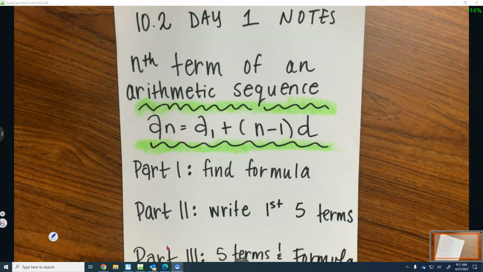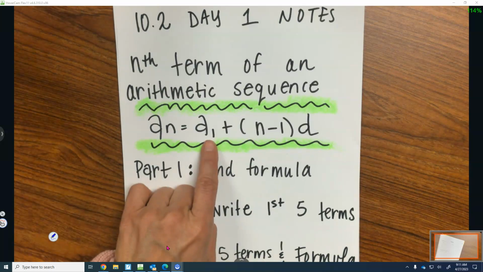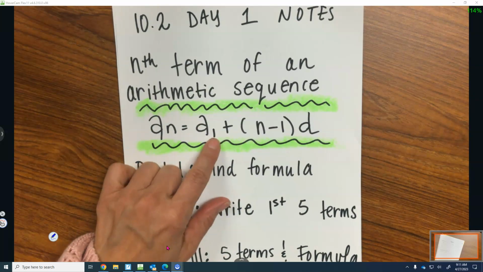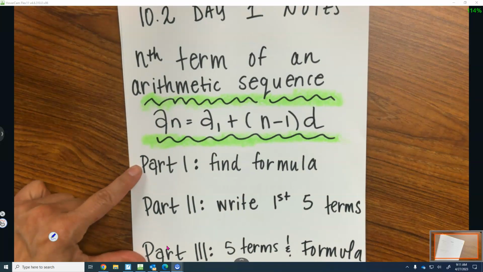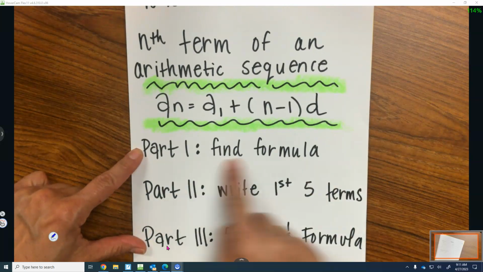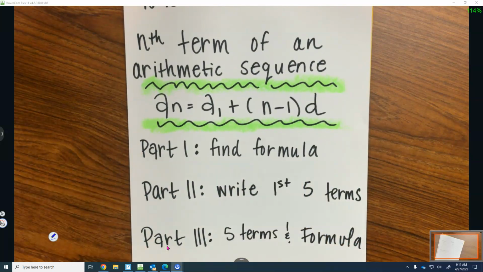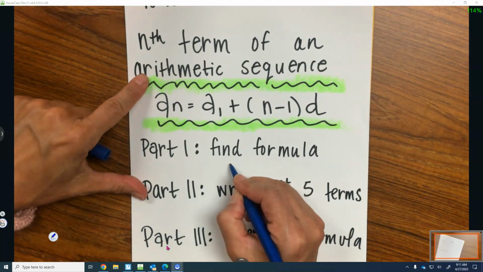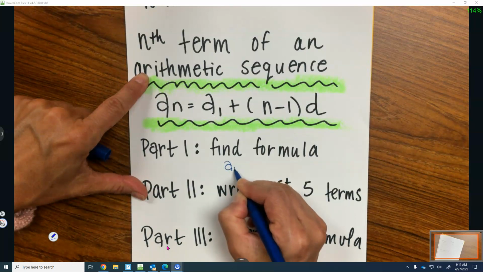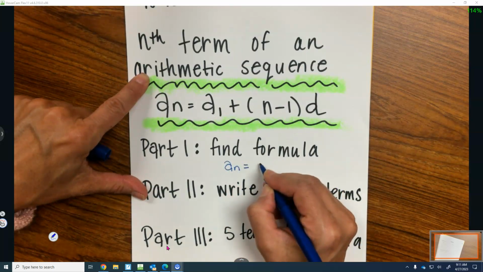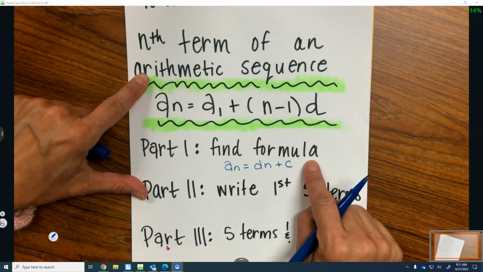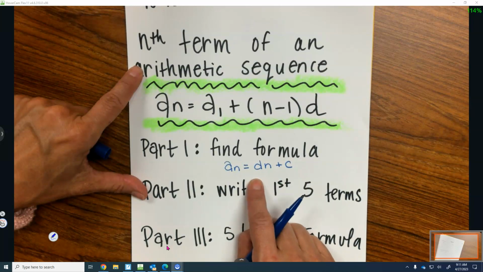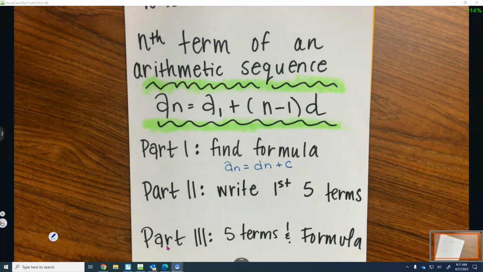Remember, a sub 1 is now. A sub n is now. A sub 1 is the very first term. And we're going to do 3 parts, but they're all basically back to finding the formula. And what I want to mention is that the formula is this. So if I ever ask you for the formula, this is what we're looking for.